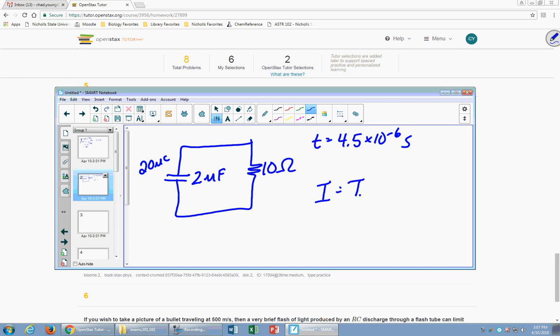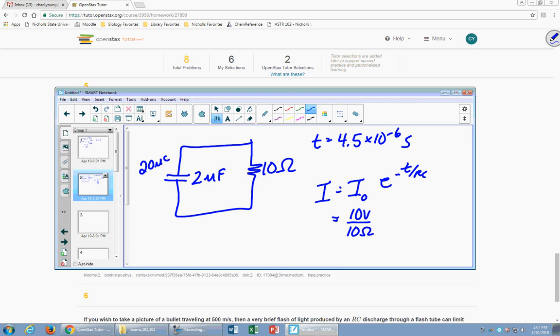So it's equal to the initial current times e to the minus t over RC. Now, how do you find that initial current? Well, initially, I'm going to have 10 volts across that capacitor. It's like it still holds that 10 volts from the battery. And so this is going to be equal to 10 volts over 10 ohms.